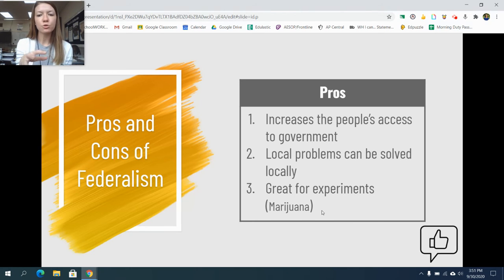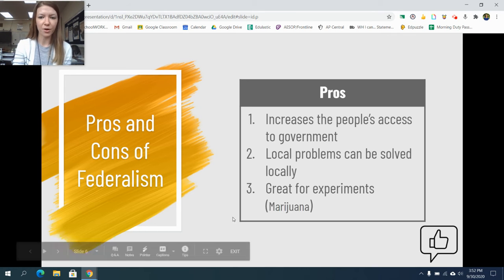Federalism also allows problems locally to be solved locally. Like I just said, you don't have to wait for the national government to come in and add a stop sign to the end of your street. That can happen locally, so it streamlines the process.